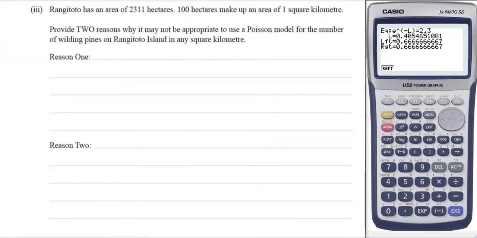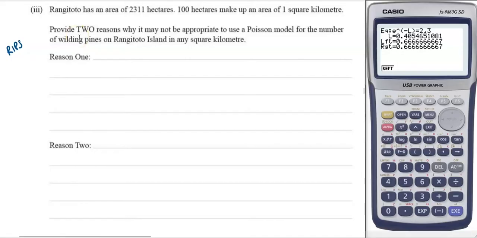All right, part 3, we've got an area of 2,311 hectares. 100 hectares make up an area of 1 square kilometre. Provide 2 reasons why it might not be appropriate to use a Poisson model to do these sorts of things on a per square kilometre instead of the hectare measurement that we had. So for this, go back to that RIPS acronym, random, independent, proportional, and singly, and find 2 of them that you think wouldn't fit this situation.